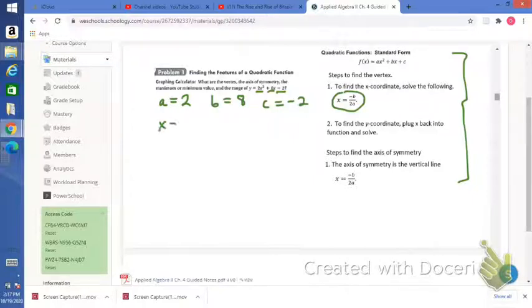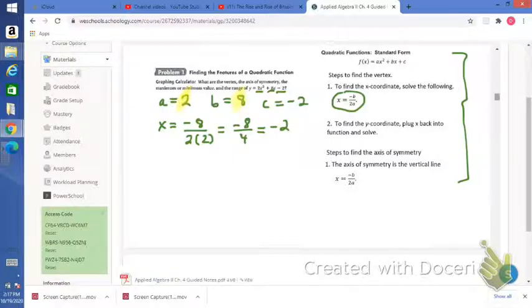So x equals, alright, negative, and then what's my b? My b is 8 over 2 times my a, which is 2. So I have negative 8 over 2 times 2, which is 4. A negative 8 divided by 4 gives us a negative 2. So the x-coordinate of the vertex is negative 2.